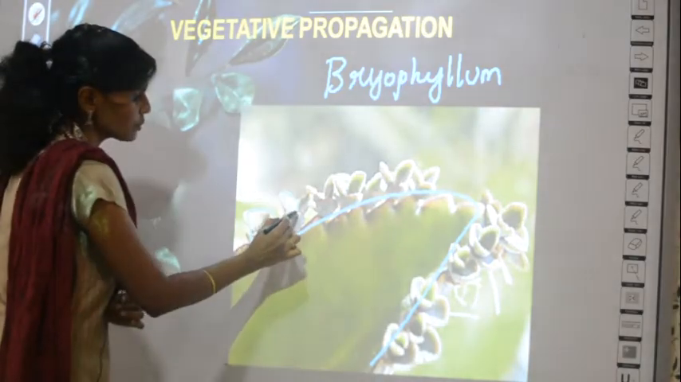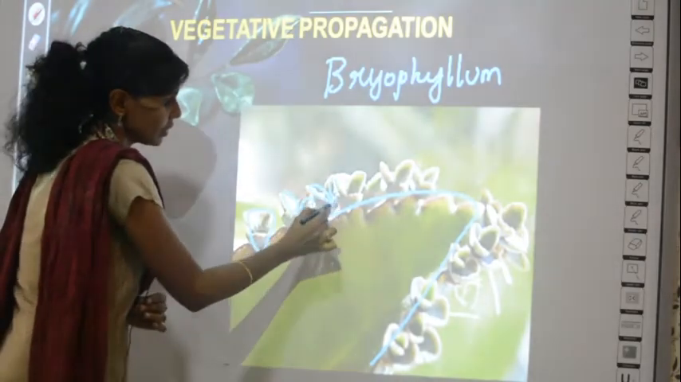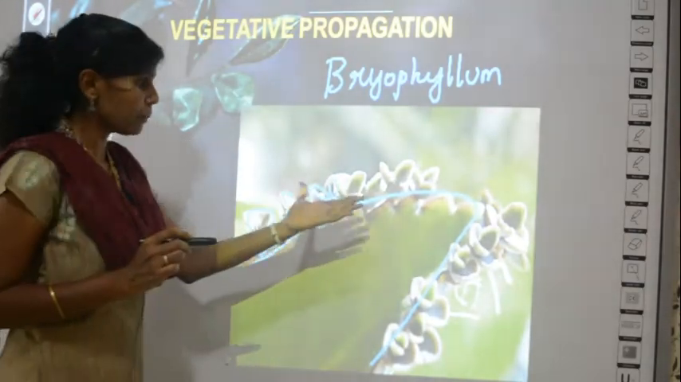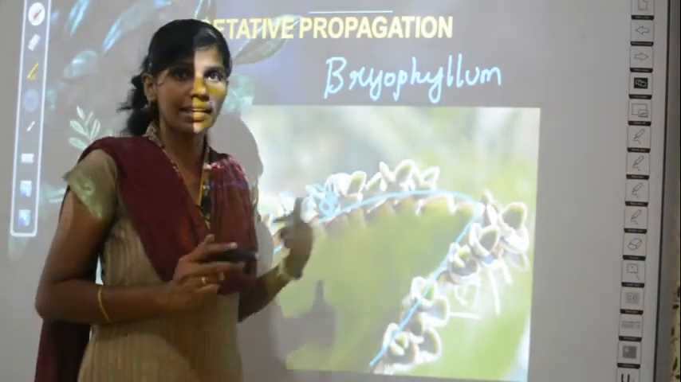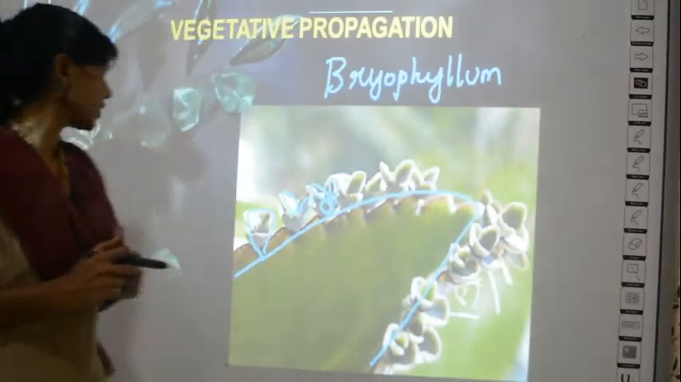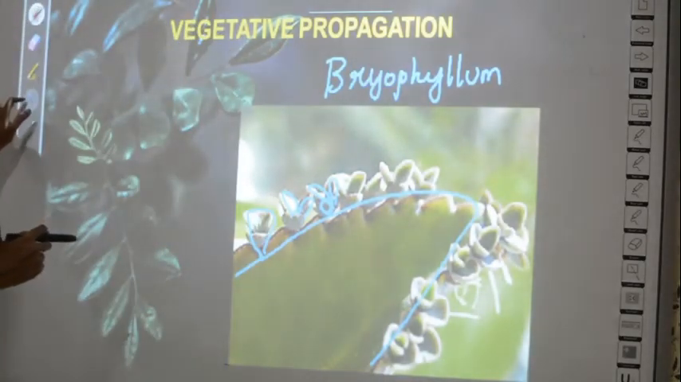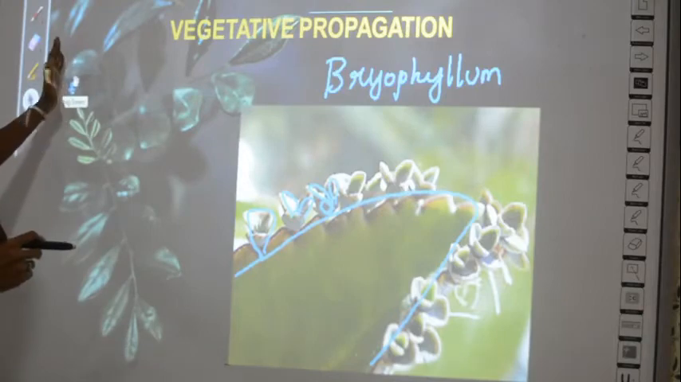Can you see many small plants arising from a single leaf? They are called as vegetative buds. Okay, what are they called as?